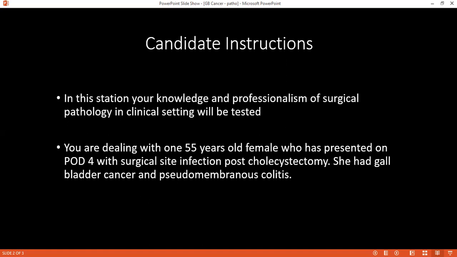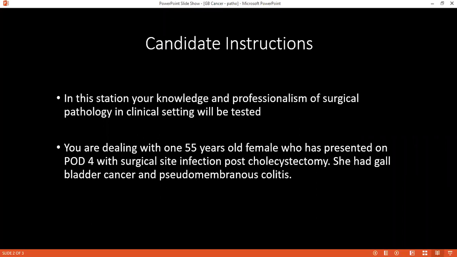Post-operatively, patients normally present with blood in diarrhea. Can you mention 4 different differential diagnoses? Yes, the first one is pseudomembranous colitis, ischemic colitis, antibiotic-associated diarrhea, and inflammatory bowel disease.